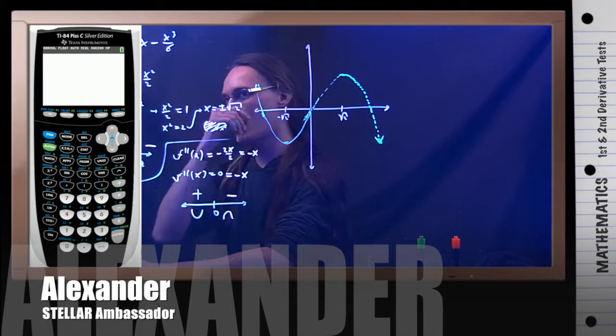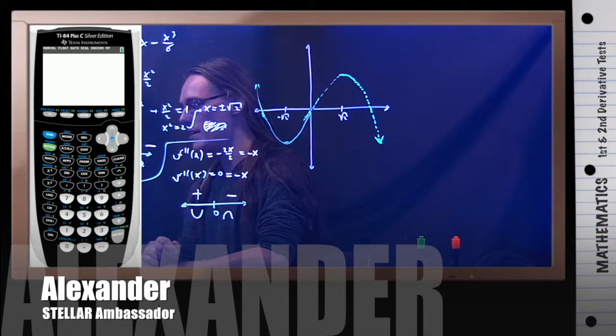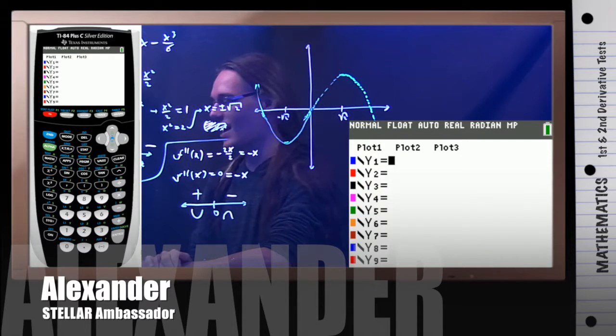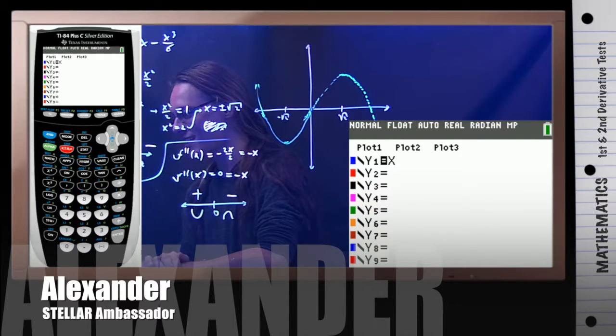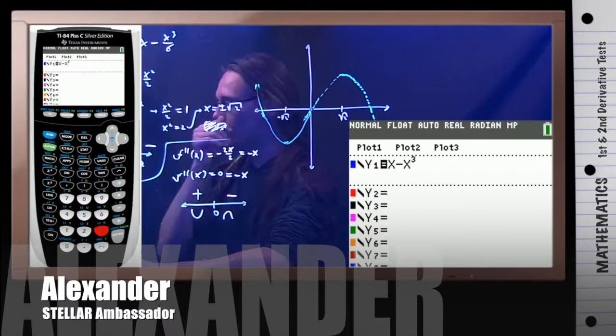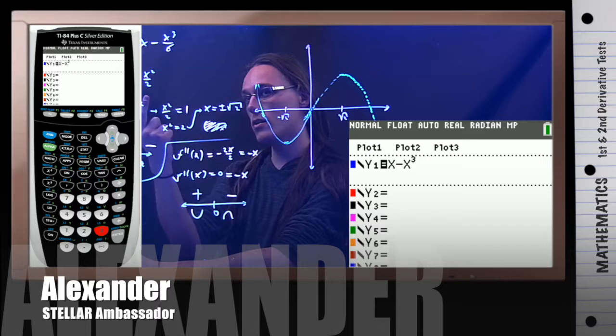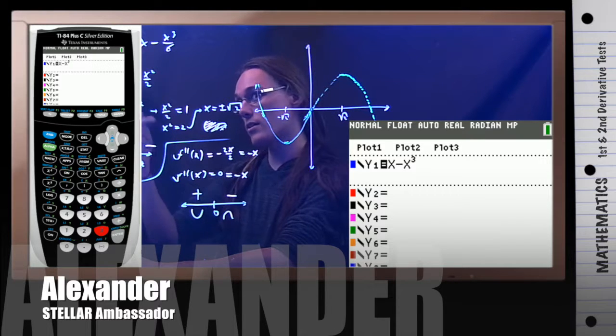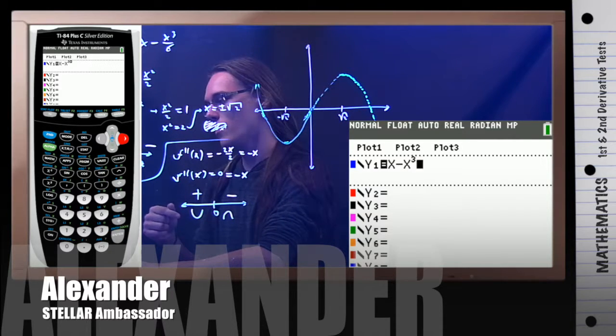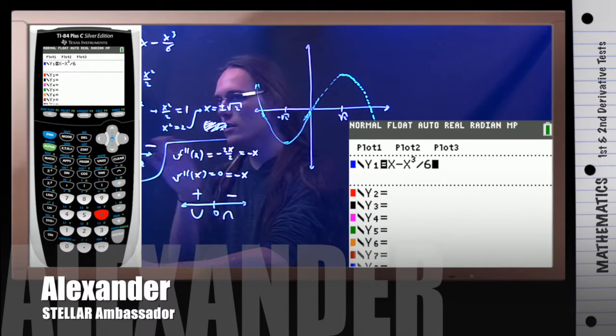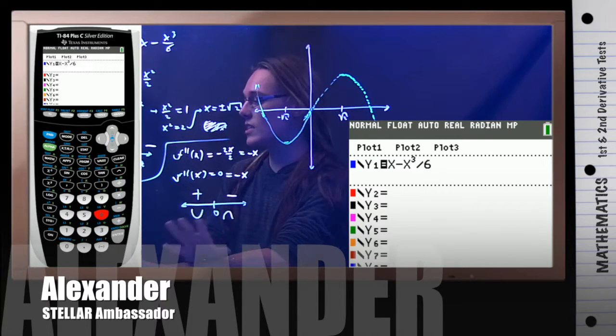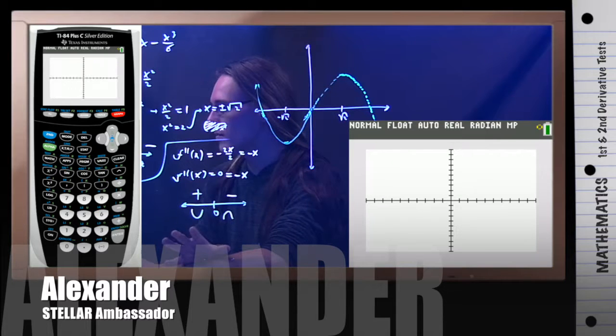So I'm going to go ahead and put this function in. So I hit y equals, and I'm doing x minus x cubed. Now remember when you use the little caret up arrow, make sure to press to the right to bring your cursor down, and then divide by 6. Now I'll just look at the graph right away. It's probably going to need some adjustments to the window, but let's see what we got.